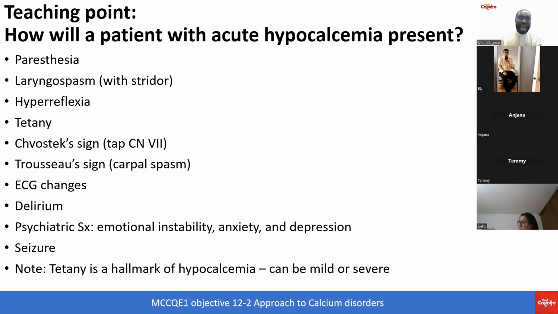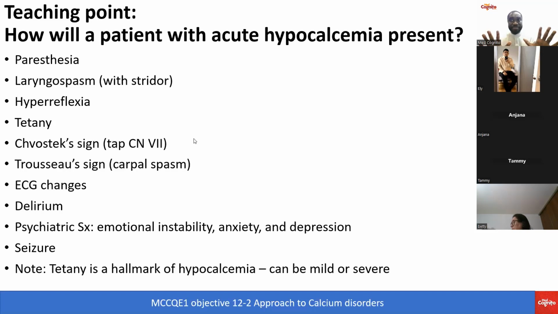Seizures. And you note something here, I wrote something down here. Tetany is a hallmark of hypocalcemia. So if you forget all the symptoms of hypocalcemia, don't forget about tetany.